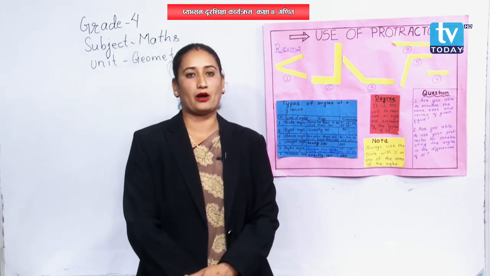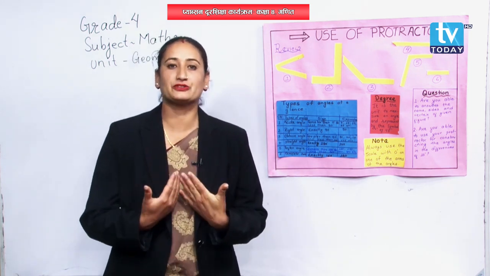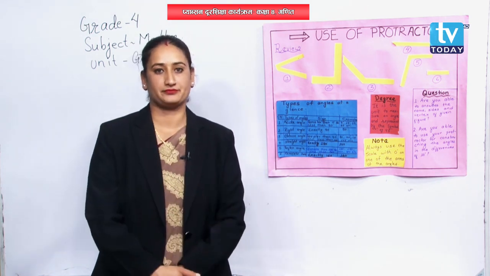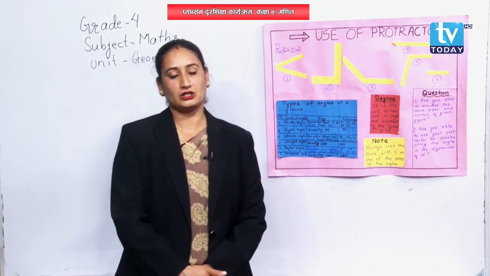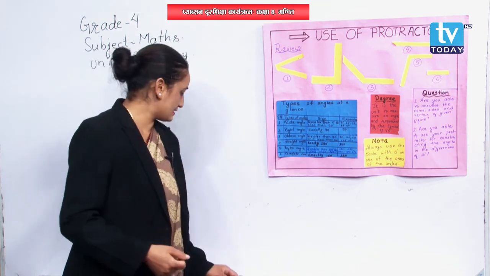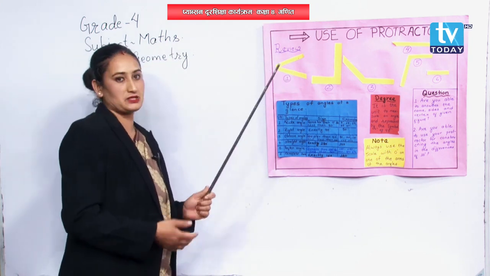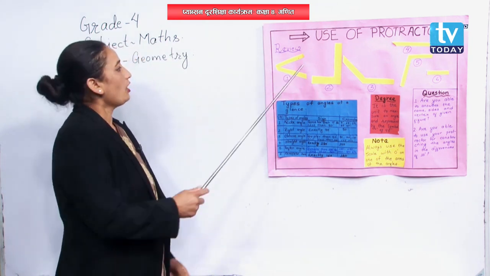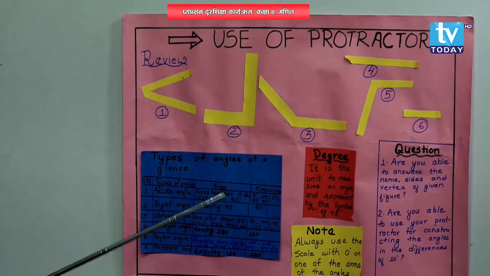Now before starting the lesson, I want to review some points which we learned last time. Are you ready to listen? Of course. So first, review of the lesson. See here, I have collected some objects which are shown in the charts. Here, the first picture is given. What do we call that picture?